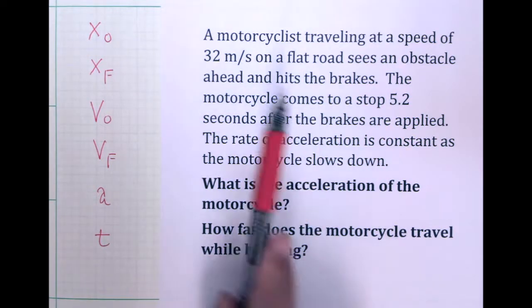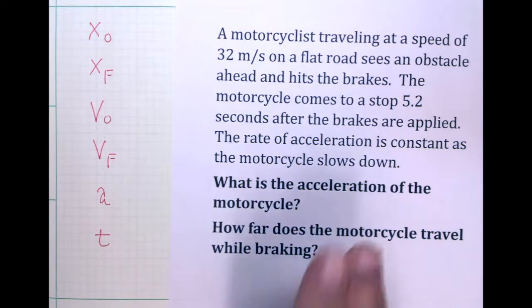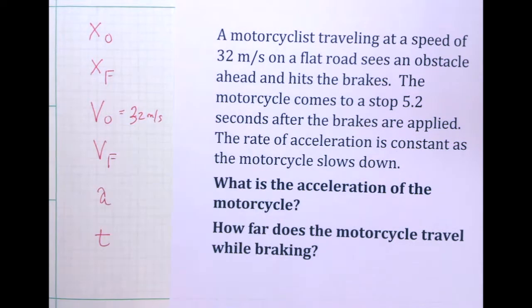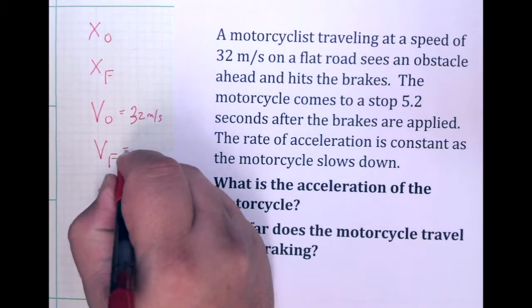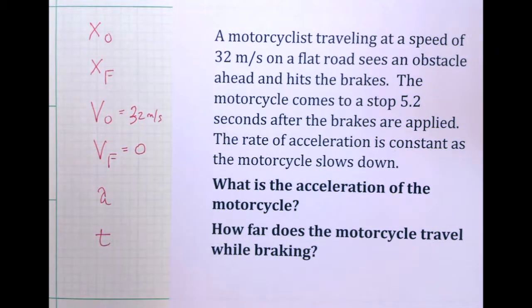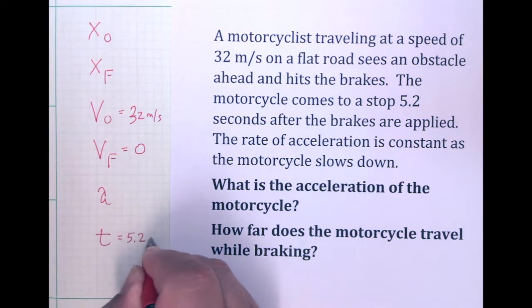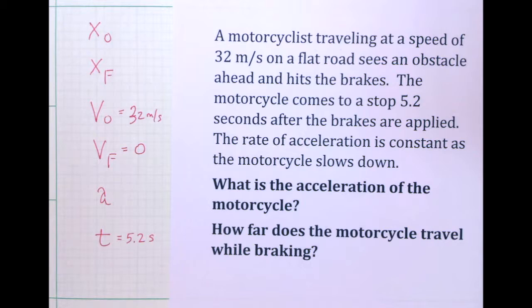Looking here at the problem, we see that the initial velocity is 32 meters per second. So we can fill in that part of the data table. We are then told the motorcycle comes to a stop. Now that's not an outright number, but it is a verbal clue that the final velocity of the motorcycle is going to be 0. And then last, we are told that the time elapsed during the braking process is 5.2 seconds. We're also told the rate of acceleration is constant. That's not in our data table, but it will be useful later on because it tells us that we can use the standard kinematics equations.